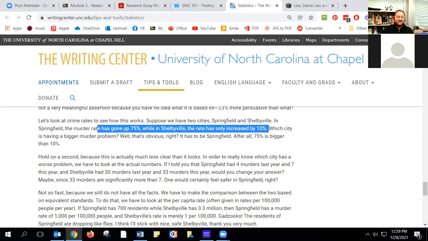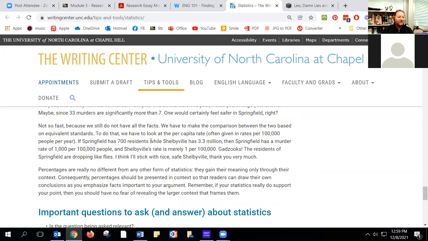Murder rate in Springfield up 75%. Murder rate in Shelbyville, 10%. Yeah. But then you look at the numbers that those percentages are based on, makes a huge difference. All right. And then it says, well, not so fast, because we still don't have all the facts. We have to make the comparison between the two based on equivalent standards. To do that, we have to look at the per capita rate, right? Often given in rates of per 100,000 people per year.